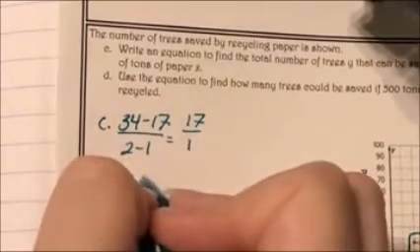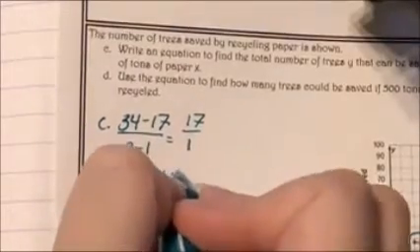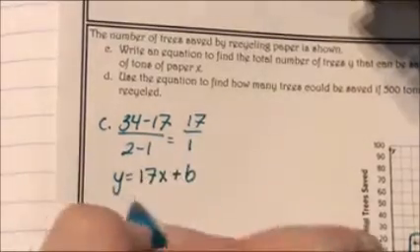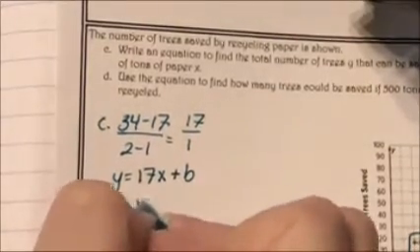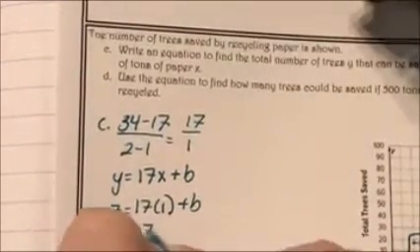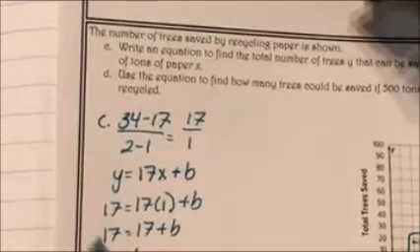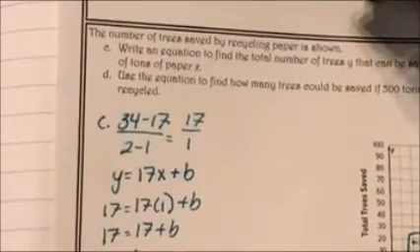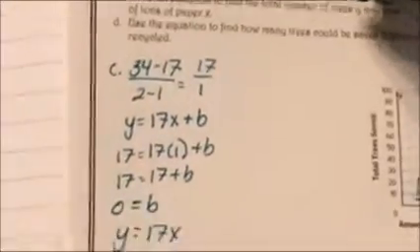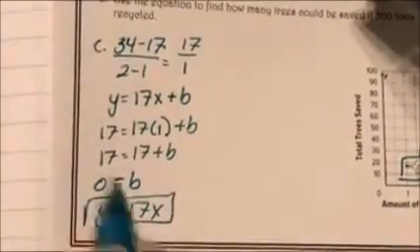So y equals 17x plus b, and I'm going to plug in a point. So I'm going to plug in 17 equals 17 times 1 plus b, which gives me 17 equals 17 plus b. So 0 equals b. So my equation is y equals 17x. Okay. So that's for letter C.